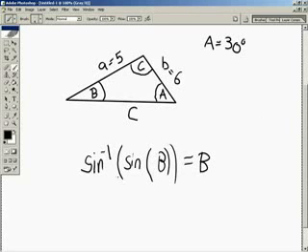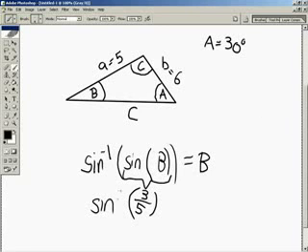Now, we don't happen to know what B is. We want to solve for B. But we did know that sine of B, I believe it was 3/5. And if I'm wrong, just say I'm right. So we know that this whole piece here is equal to 3/5. So sine inverse of 3/5 equals B. And by sine inverse, I mean arcsine.